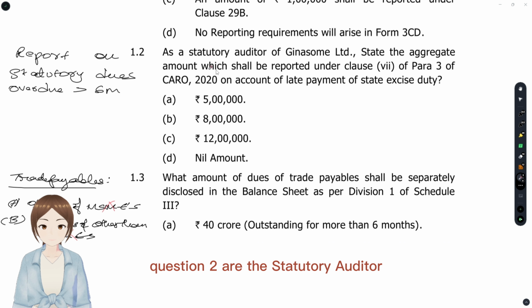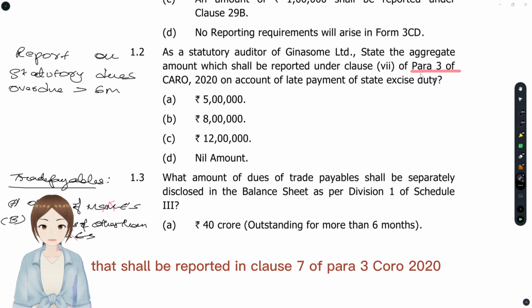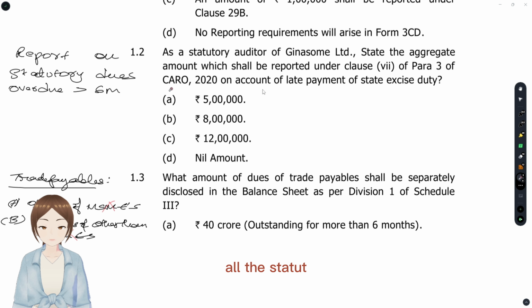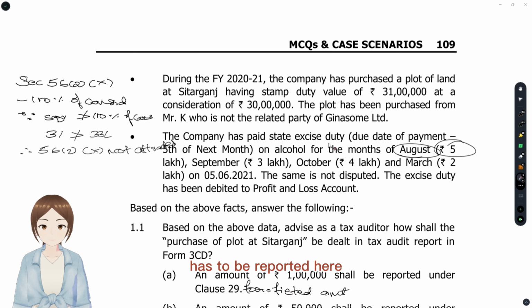Question 2: as a statutory auditor, state the aggregate amount that shall be reported in clause 7 of para 3 of CARO 2020. What will be reported in clause 7 of para 3 of CARO 2020? All the statutory dues that were overdue more than 6 months. What are the 6 months? The 6 months threshold would be counted from October, November, December, January, February, March, 6 months. All the statutory dues that were due before October and were not paid have to be reported here.